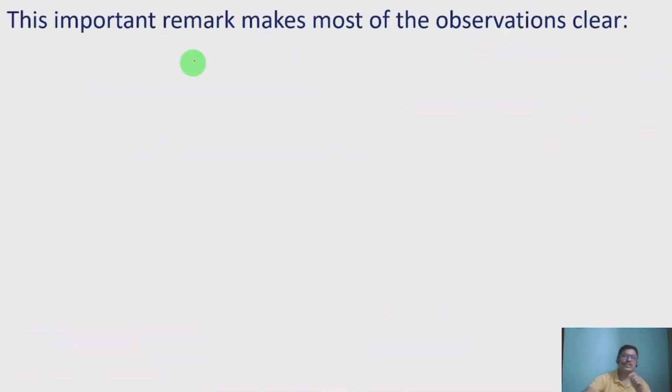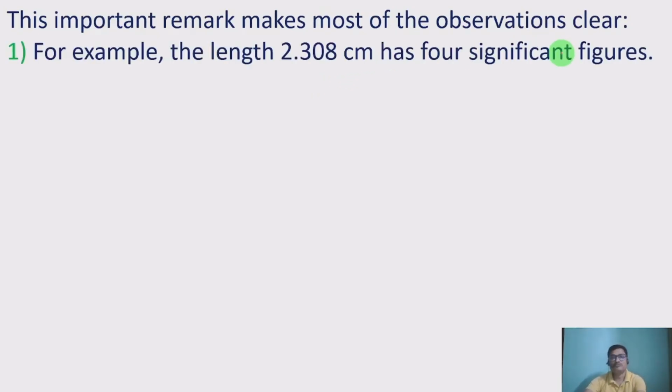Further moving, the important remarks make most of the observations clear. The first observation is that, for example, the length 2.308 centimeter has four significant figures. This is 2, the first digit, 3, the second, 0, the third, and 8, the fourth. It has four significant figures.